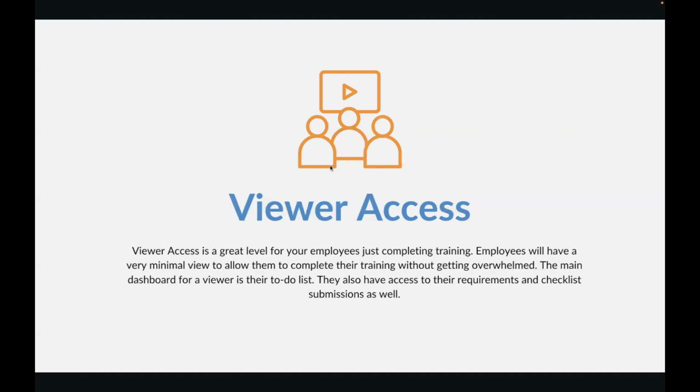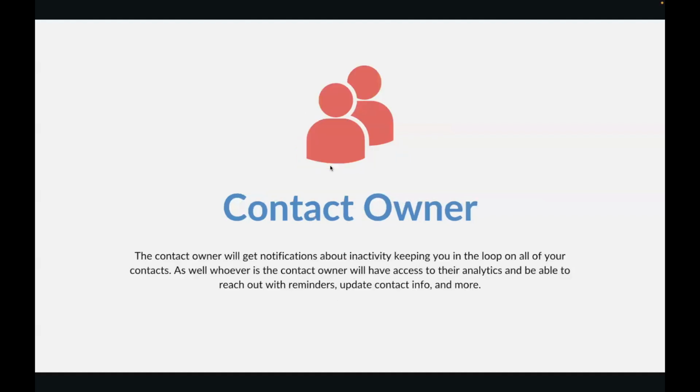Viewer access. This is another setting that isn't changing, but is good to talk about. So viewer accesses are your employees. These are people who aren't necessarily seeing analytics. They're not seeing all of the different courses. They're only seeing the stuff that they have been assigned, and they're seeing how they've done on it. So they'll see access to their checklist submissions, access to the courses they've completed, any requirements they've done, things like that. But it's only about themselves, and they can't see anything about other people.